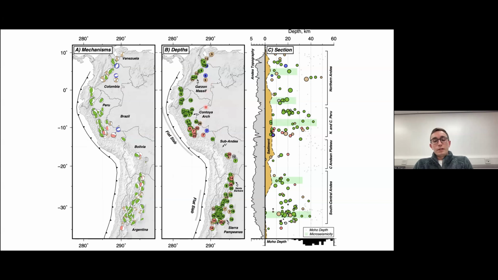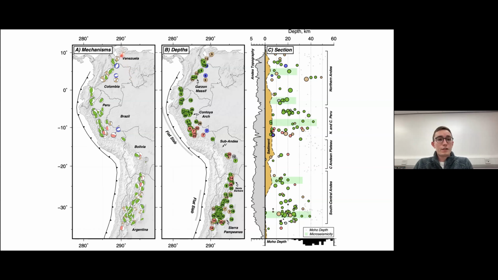In the middle here, we have the centroid depths in kilometers of each of these earthquakes. And on the right, we have a sort of cross-section in depth through the seismicity. So that's summarizing the depth distribution of earthquakes at different latitudes along the mountain range. So I'm just going to describe some of the key features here. There's a lot of information in this map.